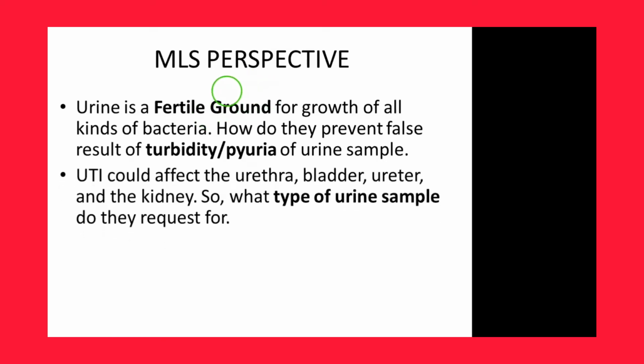The UTIs also could affect the urethra, the bladder, the ureter, and the kidney. So how do we differentiate the one that is affecting the urethra? The kind of urine you will collect for infection of the urethra is the first part of the urine, because the urethra can contain, most times, sexually transmitted disease. So it's that first part.